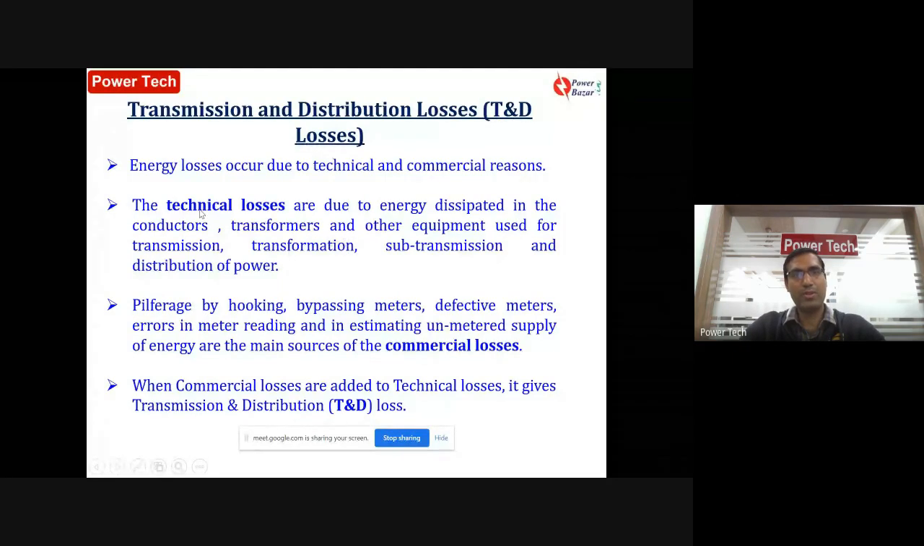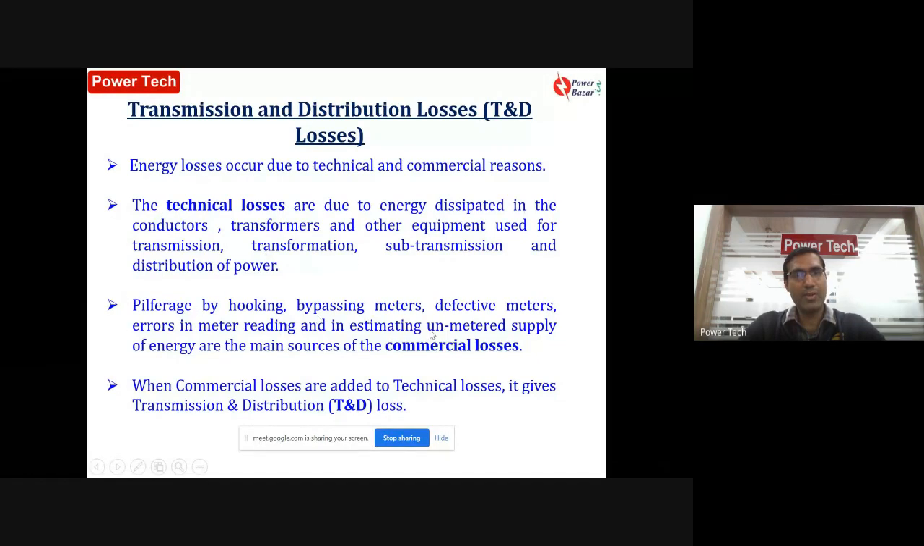How are we doing it? Energy losses mainly occur due to technical and commercial reasons. The technical losses are due to the energy dissipated in the conductors, transformers, or any other equipment that is used for transmission of the power.